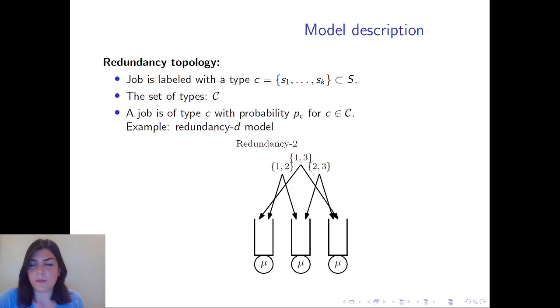So a well-known redundancy model is the redundancy-d model, which is a homogeneous capacity server system under the redundancy-d topology. Under this topology, each job is going to dispatch d copies into d out of K servers chosen uniformly at random. So in this example, we have a 3-server system under redundancy 2, and jobs are going to be of type 1-2, 1-3, and 2-3. That is, a job can send copies to servers 1 and 2, or 1 and 3, or 2 and 3.